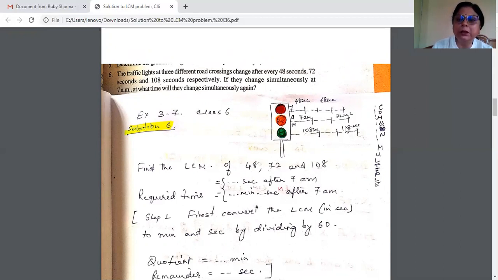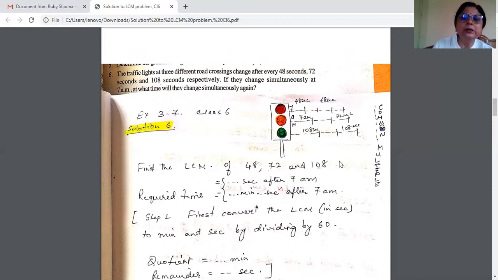So you have to find the multiple, and what multiple you have to find? The common multiple, common to all the 3. And if you have to find the next immediate time, it should be the lowest common multiple. So you find the LCM. I have not done the LCM for you. You will do the LCM with complete steps. You will show the LCM of 48, 72, 108, any method.